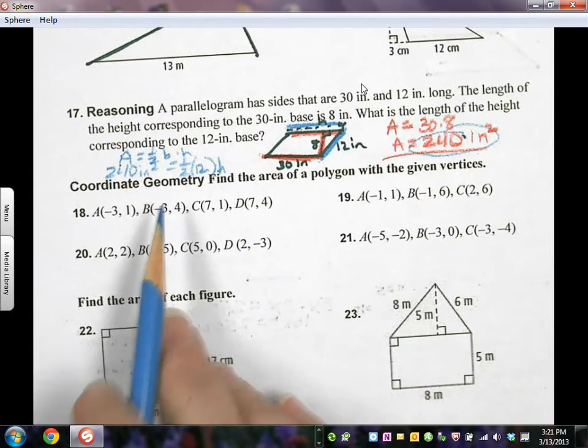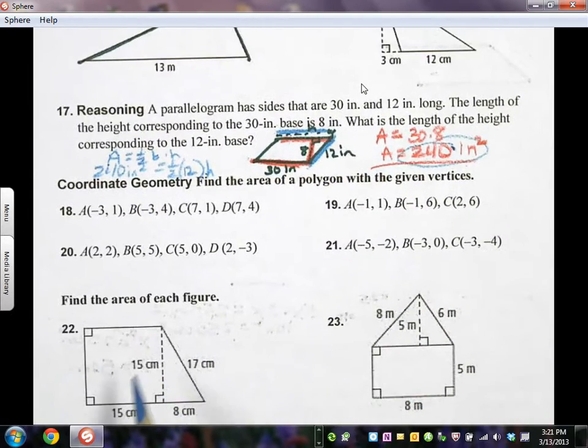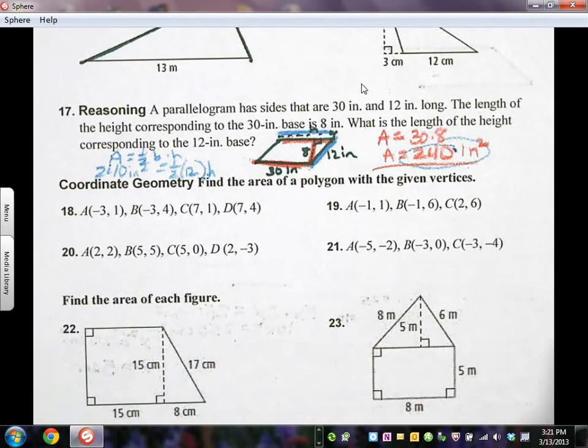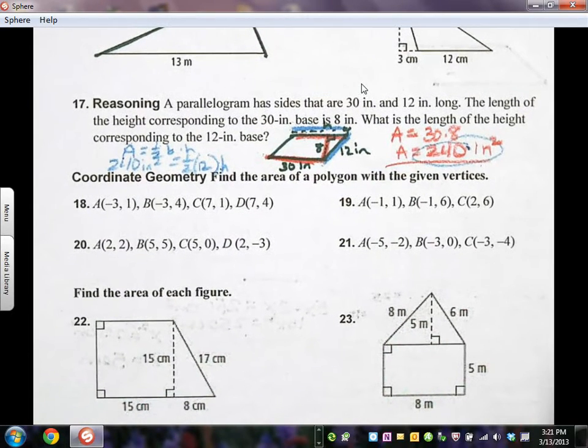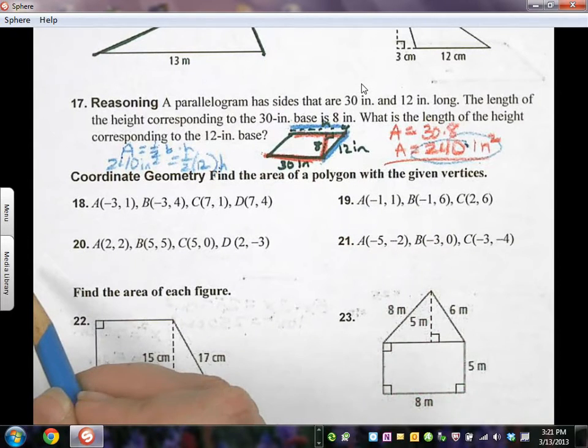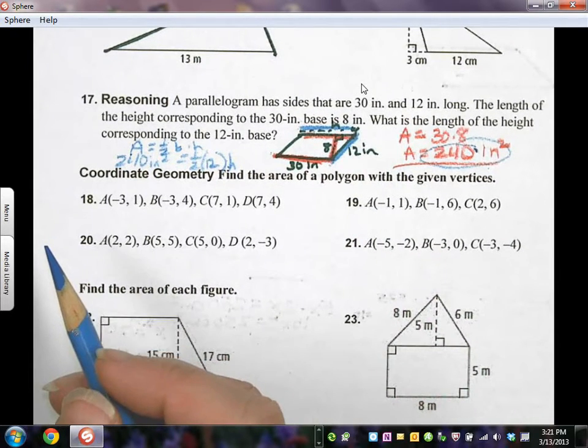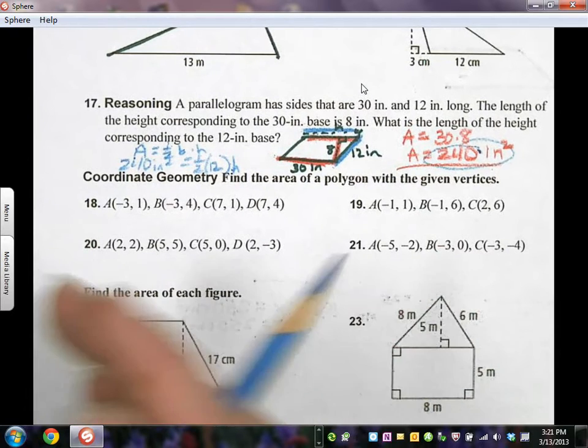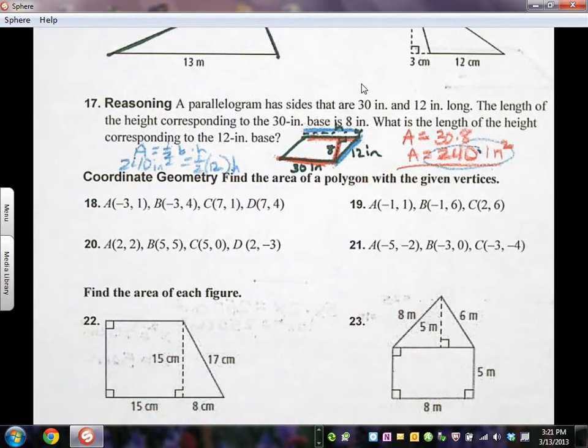Now, in coordinate geometry, what this is asking you to do is find a grid. If you have graph paper, this is a perfect place to look for that. I'm going to whip out some graph paper, if I can find some to use. And of course, can I find any right now? No.